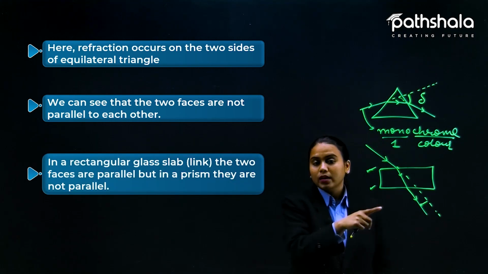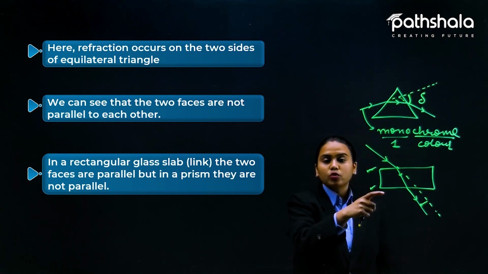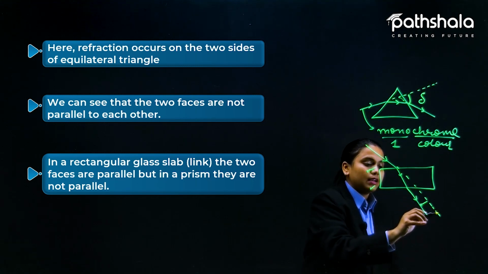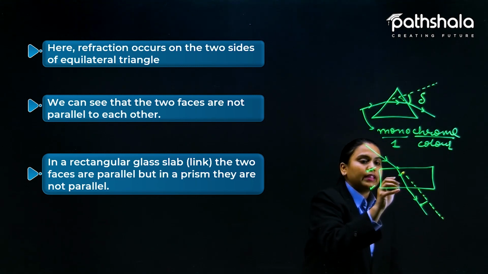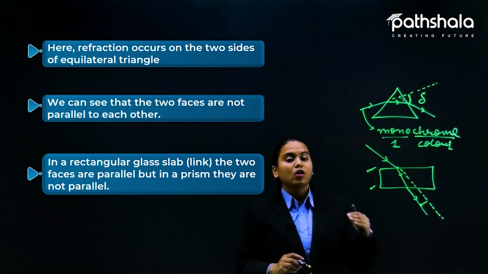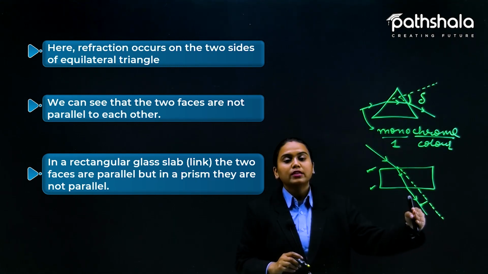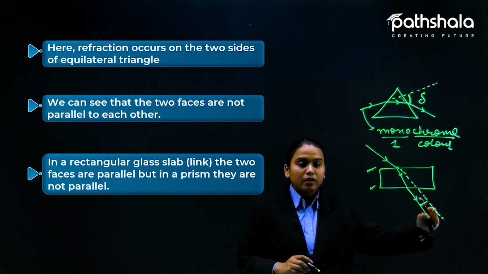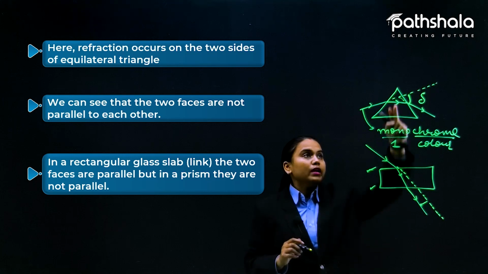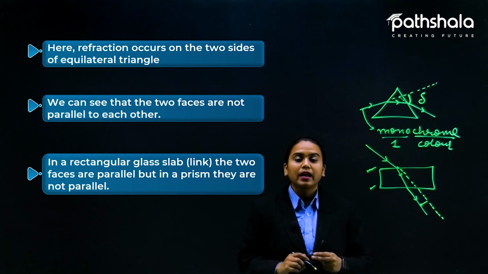But in this one, the rectangular glass slab, the two faces are parallel to each other. That is why we were again getting parallel lines. Like if we draw the light ray, the actual light ray will trace this path, but because of the displacement it has shown this path, it has drawn itself to this path. So this is parallel because these two sides are parallel to each other. So here in this case we have the angle of deviation, and here in this case we have lateral displacement.